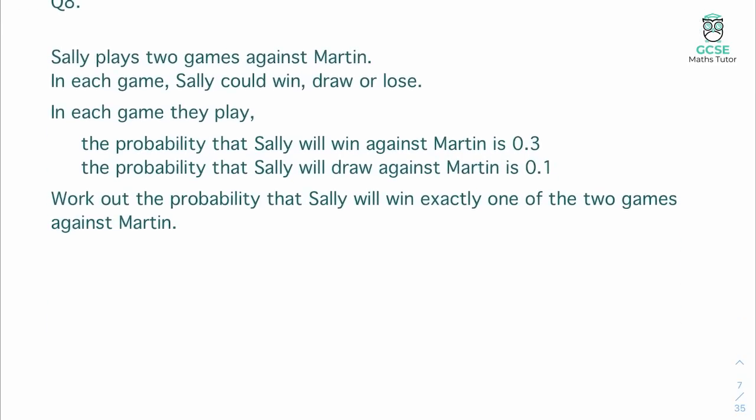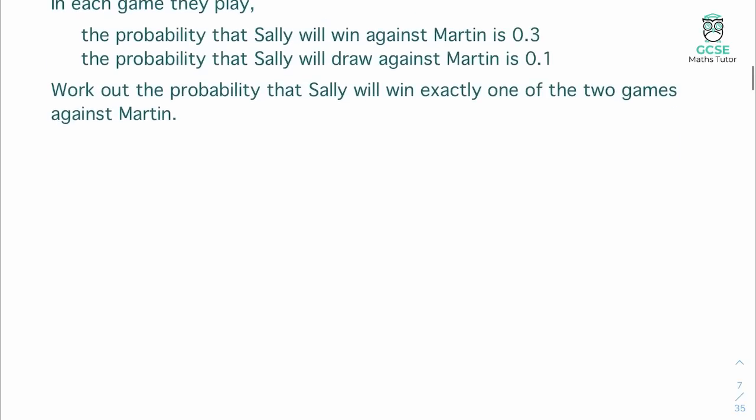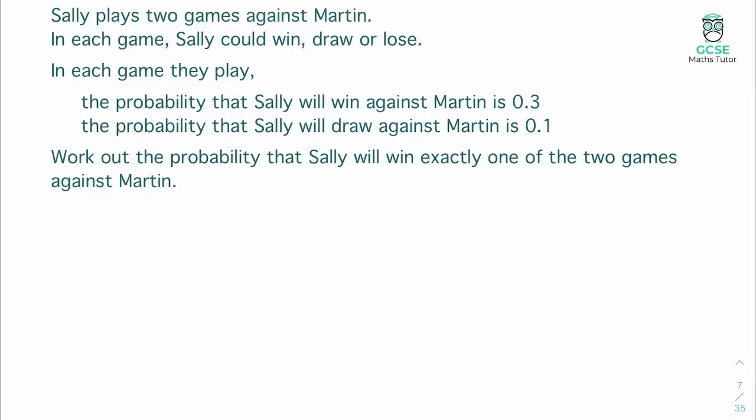Right, we have what looks like it's going to be a probability tree. So Sally plays 2 games against Martin. Each game Sally can win, draw, or lose. In each game they play, the probability that Sally will win is 0.3. The probability she'll draw is 0.1, but it's not told us the probability that she'll lose. Work out the probability she'll win exactly 1 game, so one of the 2 games.